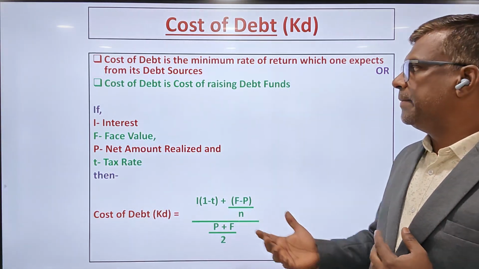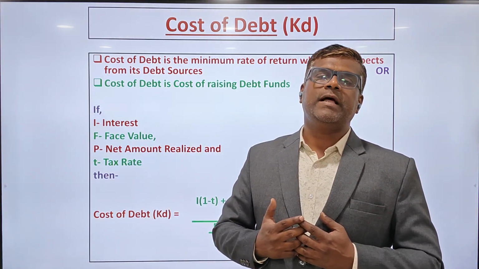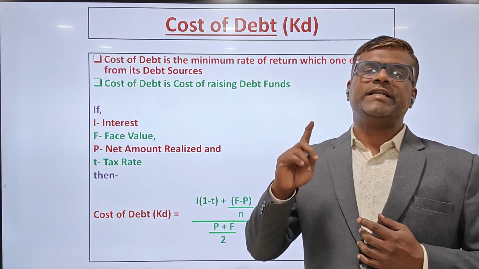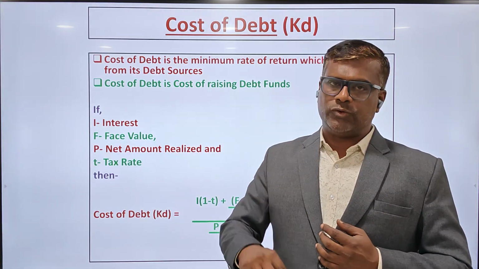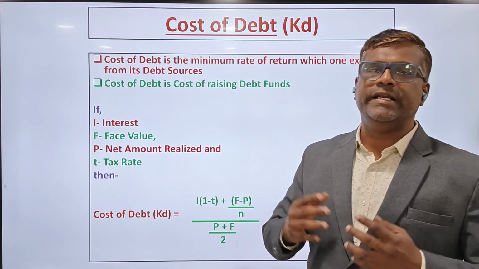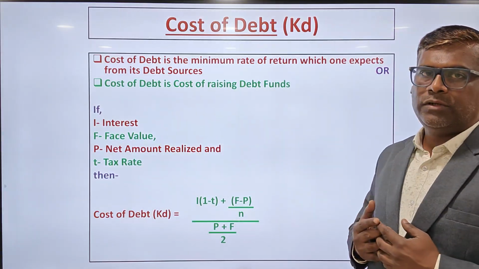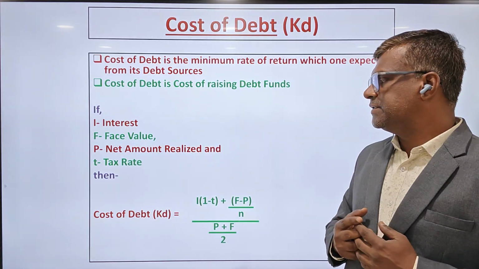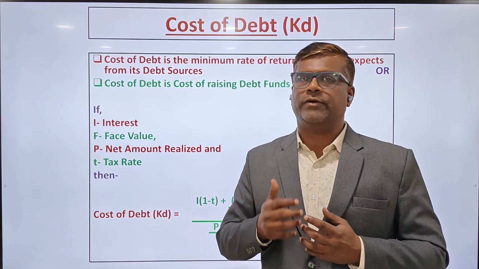So when it comes to the formula of calculations, the cost of debt, known as KD, has the formula: I (1 - T) + (F - P)/N, divided by (P + F)/2. In short, I is interest, T is the tax rate, F is the face value of the debt, P is the net amount realized, and N is the number of years. So this is the formula through which cost of debt can be calculated.